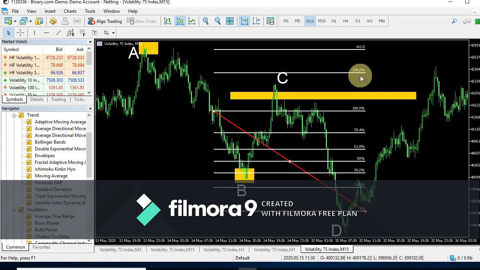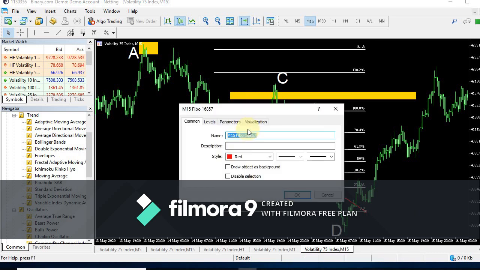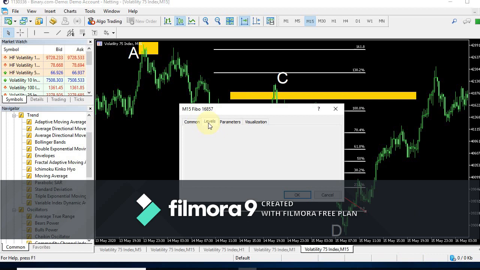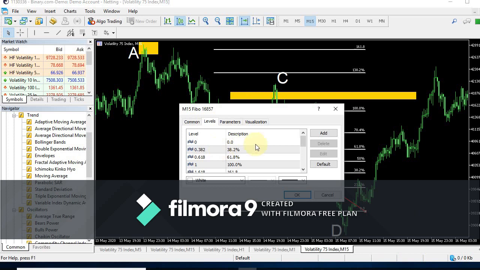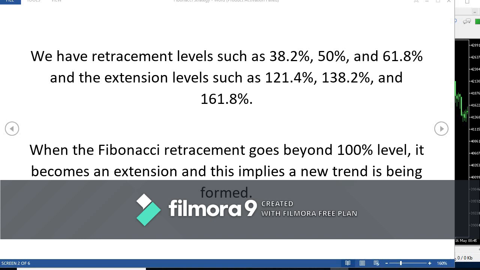161.8%. You can easily change these levels when you right click on the Fibonacci tool, properties, then you have the common levels. On the levels, that's where you change your Fibonacci parameters. When the Fibonacci retracement goes beyond the 100% level, it becomes an extension, and this implies a new trend is being formed.